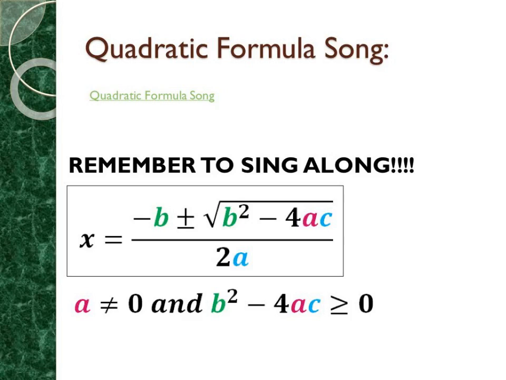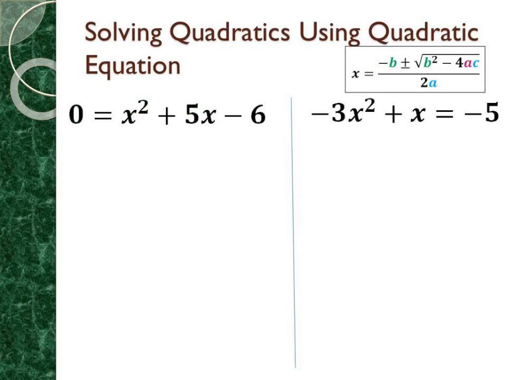So our formula for the quadratic equations is x is equal to negative b plus or minus the square root of b squared minus 4ac all over 2a. For this equation, our a value cannot equal 0 since that would give us a 0 in the denominator, and b squared minus 4ac must be a positive number since we cannot have negative numbers under the radical. So let's practice using this equation.